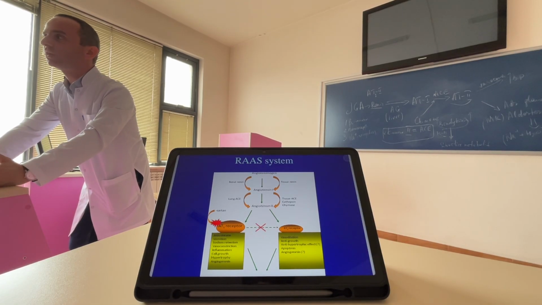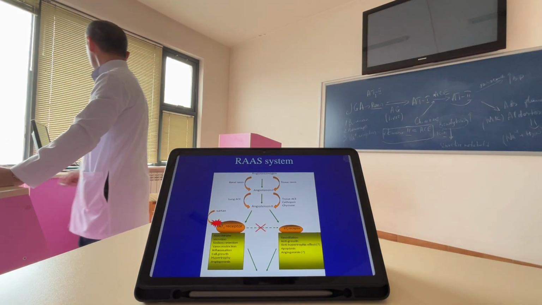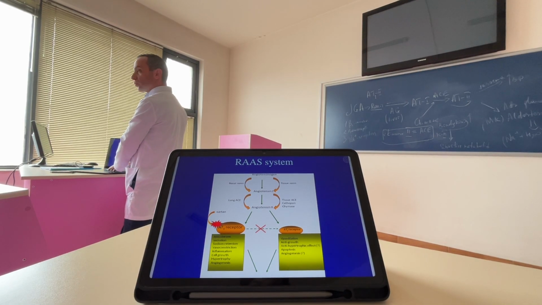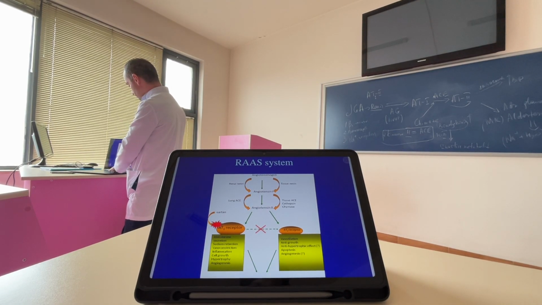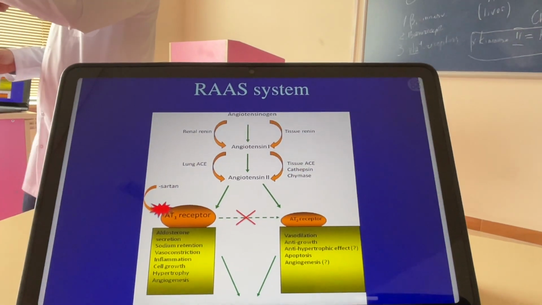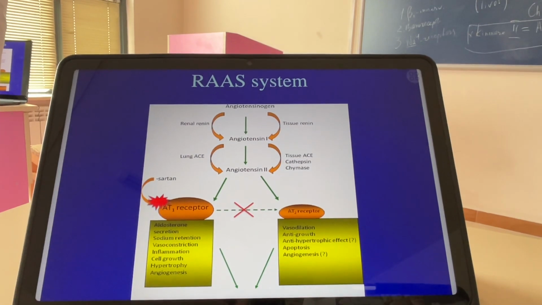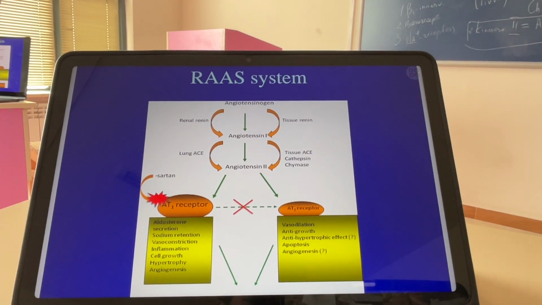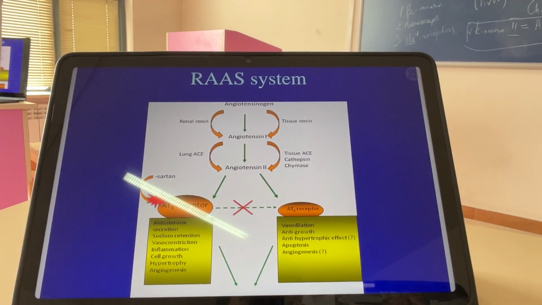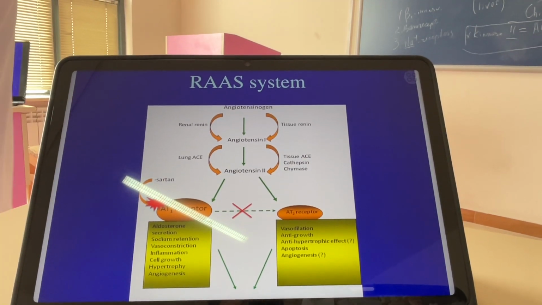Very often we are giving ACE inhibitors, but there are places where they are irreplaceable. For example, through angiotensin 2 second type receptors we have apoptosis and so on. That's why in heart failure we were giving ACE inhibitors, because angiotensin 2, catecholamines and so on have a remodeling effect.